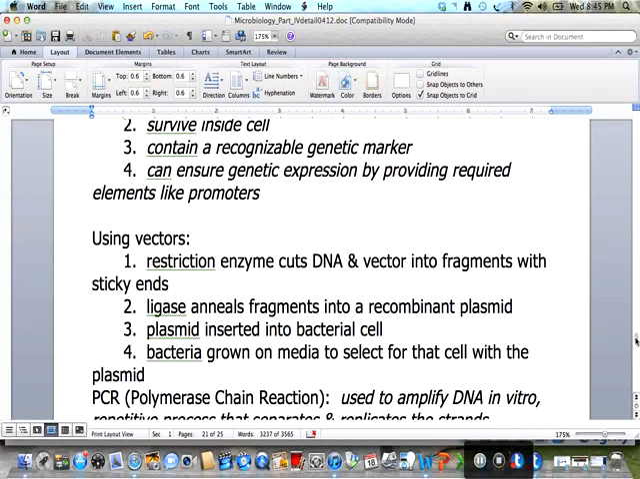When using vectors, a restriction enzyme cuts the DNA and vector into fragments with sticky ends. They are referred to as sticky ends because the ends will be complementary and readily stick together. Ligase anneals the fragments into a recombinant plasmid, and the plasmid is inserted into a bacterial cell. Finally, the bacteria is grown on a medium to select for what the cell has with the plasmid.